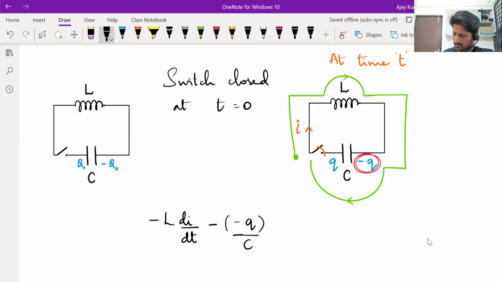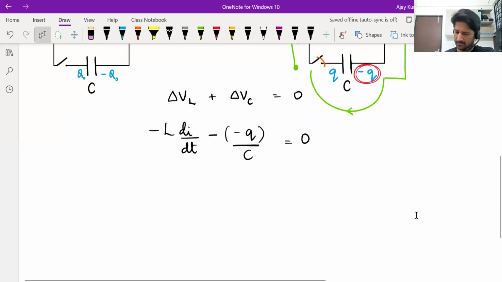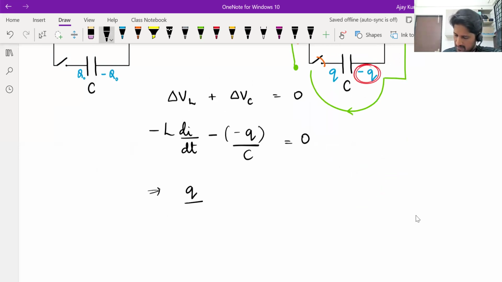Yes, sir. And since we return to the starting point, this should be equal to 0. So basically, potential change across the inductor plus potential change across the capacitor is being equated to 0, KVL. Okay. Minus of minus becomes plus. Keep it this side, send L di by dt that side. So you get Q by C is equal to L di by dt.